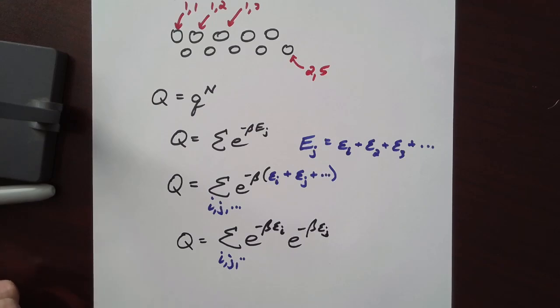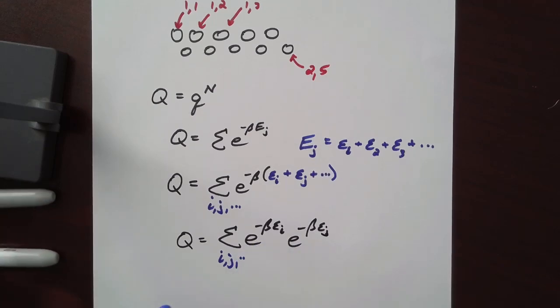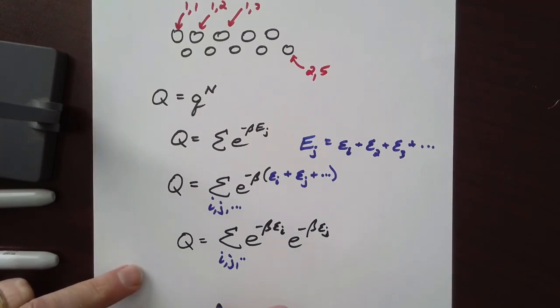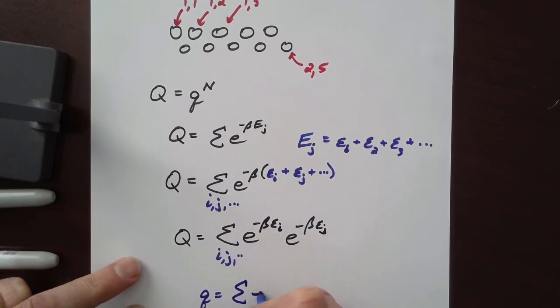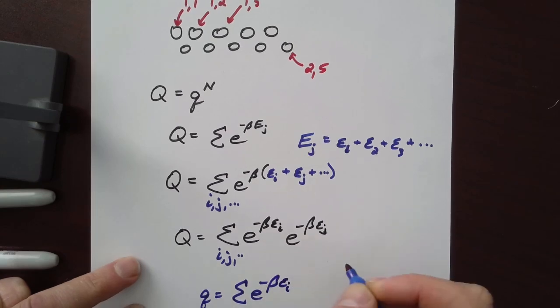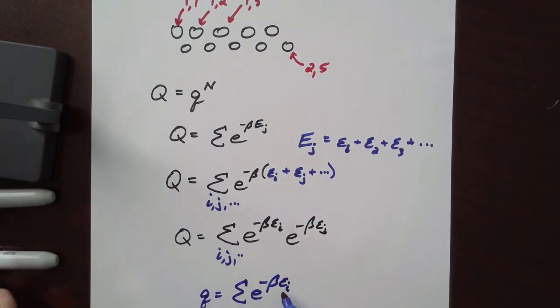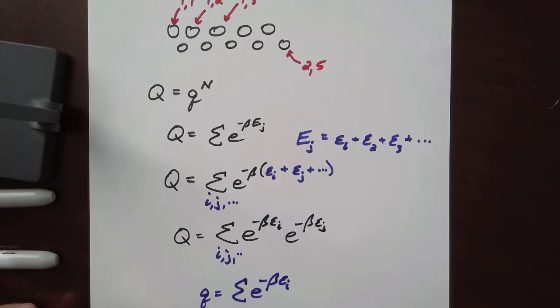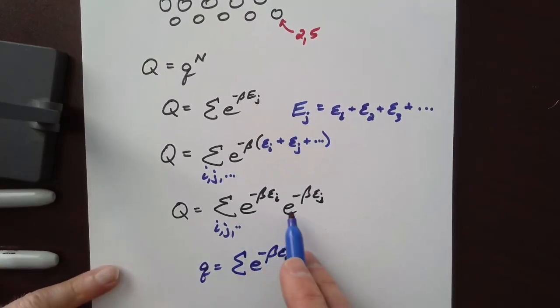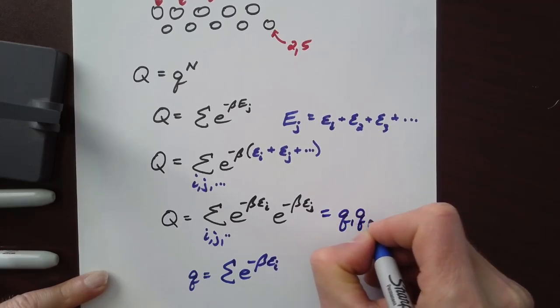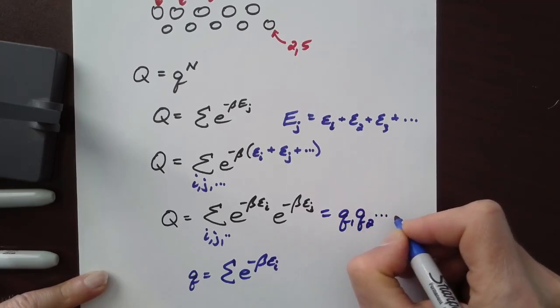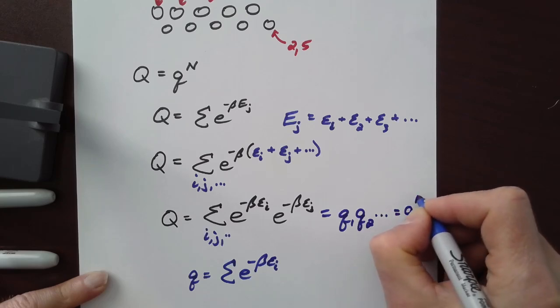So when I do that, what this turns into is a product. And we can write out a molecular partition function, little q, as the summation of e to the minus beta EI. That's the molecular energies, so it's the molecular partition function. And this comes out to be the product of all of those, which is just q to the n.